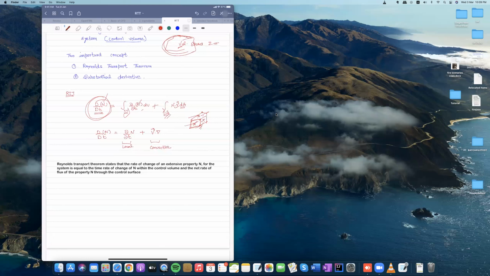This is the integral form. When we talk about the derivative form, it can be stated like the change in a property per unit time is the changes due to local condition, or you can say local derivative, plus the convective derivative. So I will explain the physical understanding. So basically this is the substantial derivative. Substantial derivative is equal to the local derivative and the convective derivative. So what are these? Let's understand.